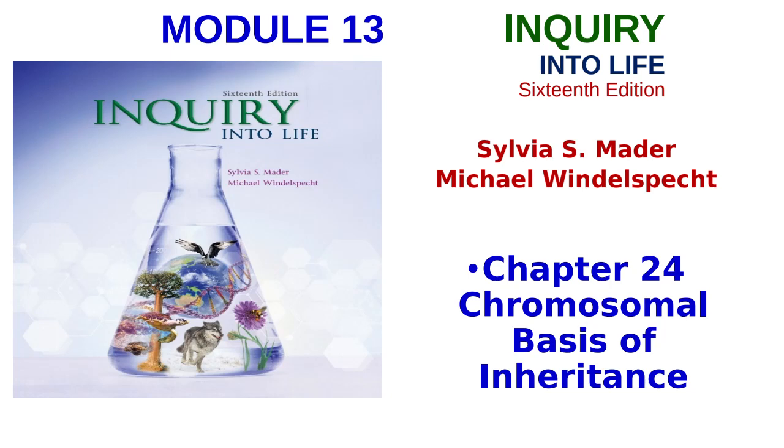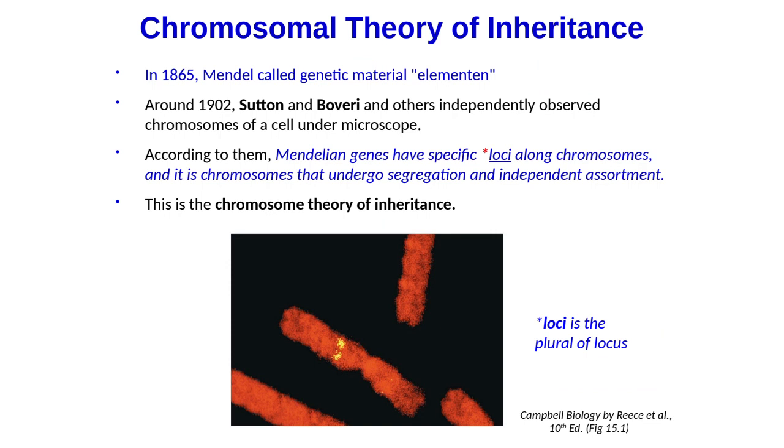We're on chapter number 24 now. In this chapter, we're going to look at the chromosomal theory of inheritance. So recall back to the previous chapter, we talked a lot about Gregor Mendel with his peas.